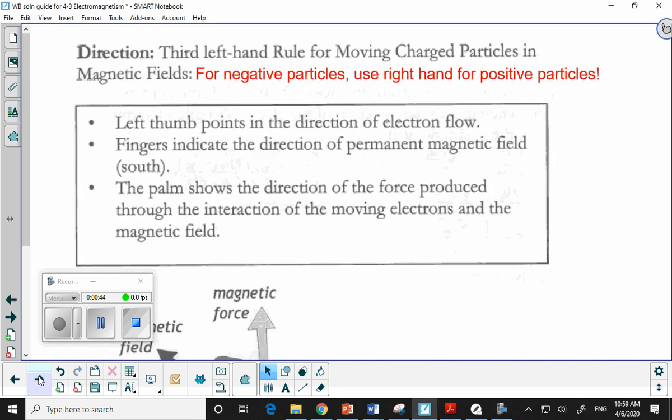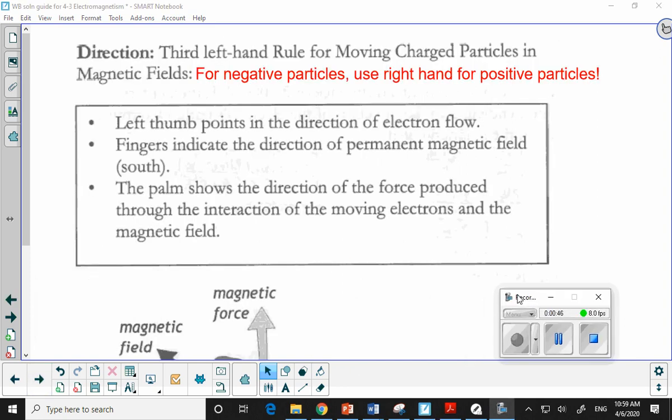So if we take a look at what they're offering us here for information, finding the direction of the magnetic force acting on charged particles, we use the third left-hand rule, but only for negative particles. For positive particles, we're going to use our right hand. You're going to see several types.